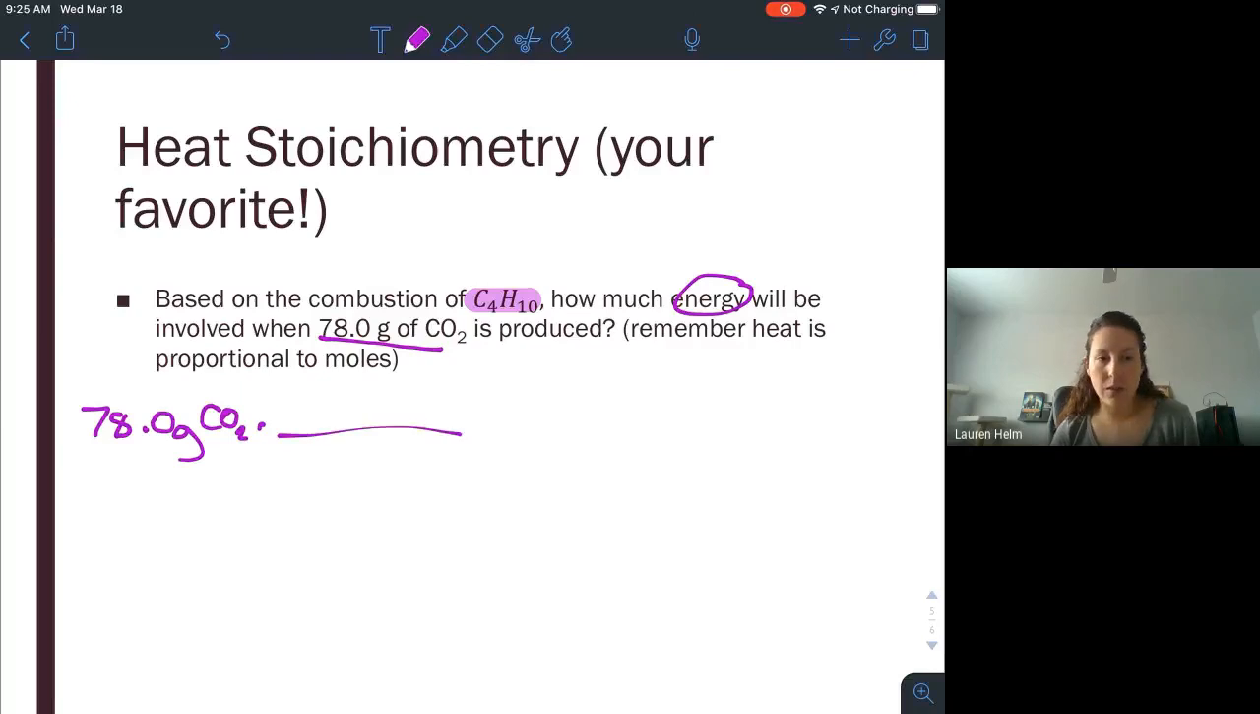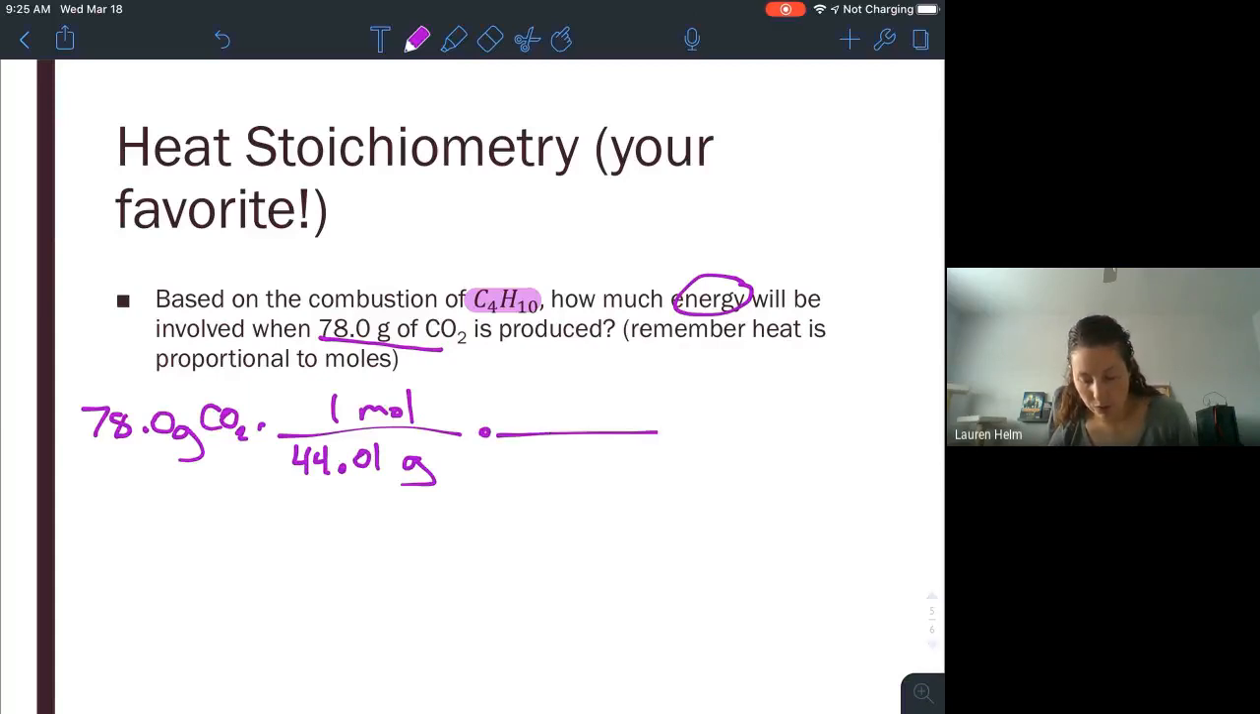Now, grams is never really useful to us in stoichiometry. We always need to change to moles. How do we change to moles? We use the molar mass. The molar mass of CO2 is 44.01 grams for every 1 mole. So that's 12.01 for carbon and 16 twice for oxygen.